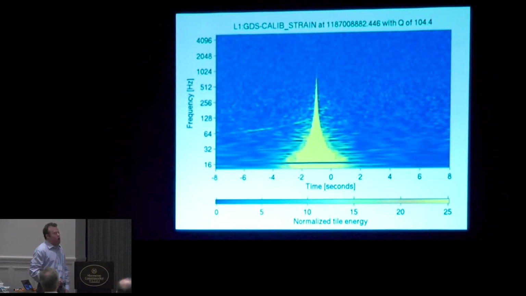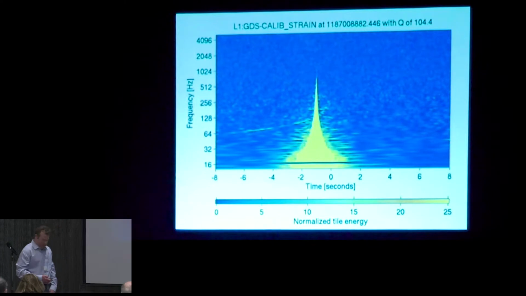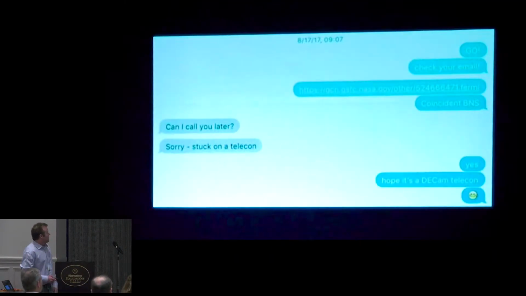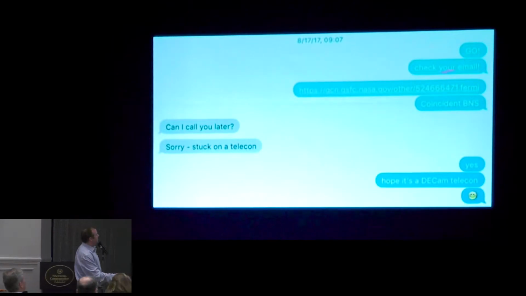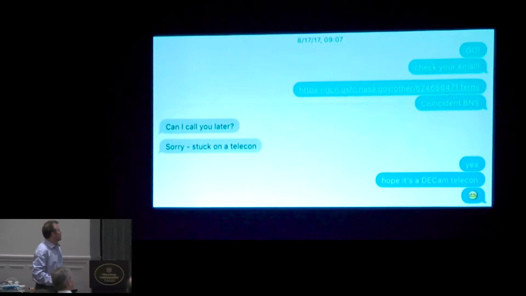But we didn't sit on this for long. We sent out an alert. Immediately we knew that we had a binary neutron star signal in the data, and so we immediately started sending out alerts to the astronomy partners, going out via the GCN system that's set up, and then a bunch of people started texting their astronomy partners.